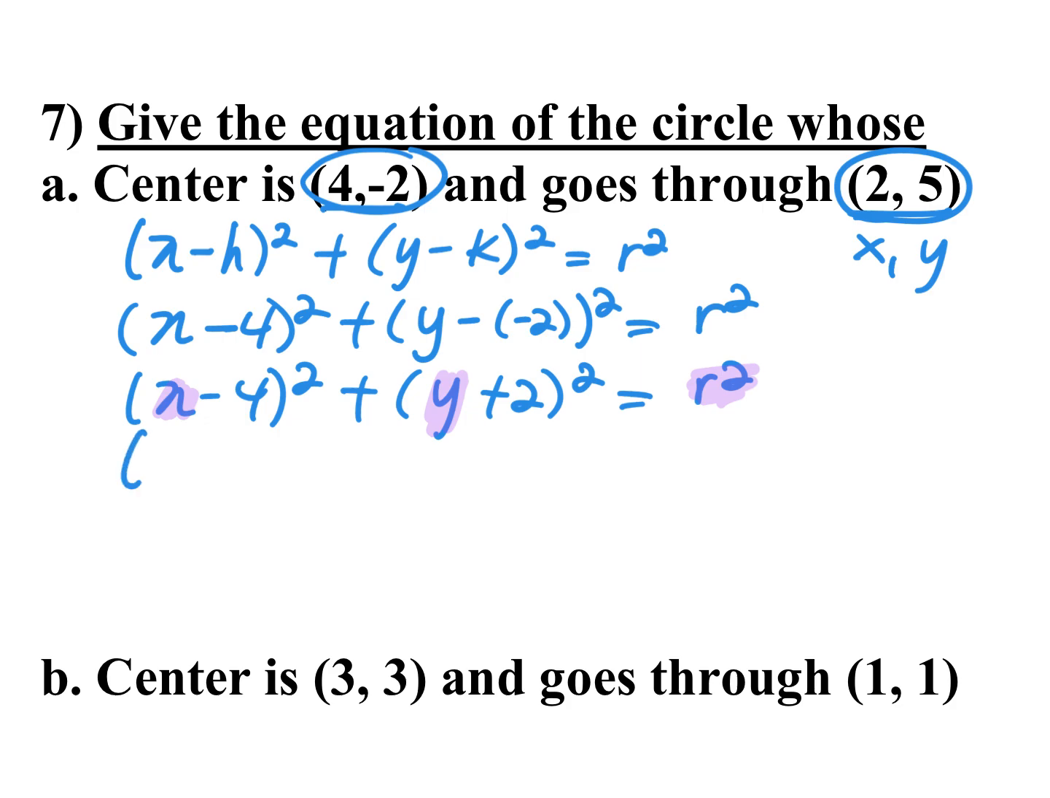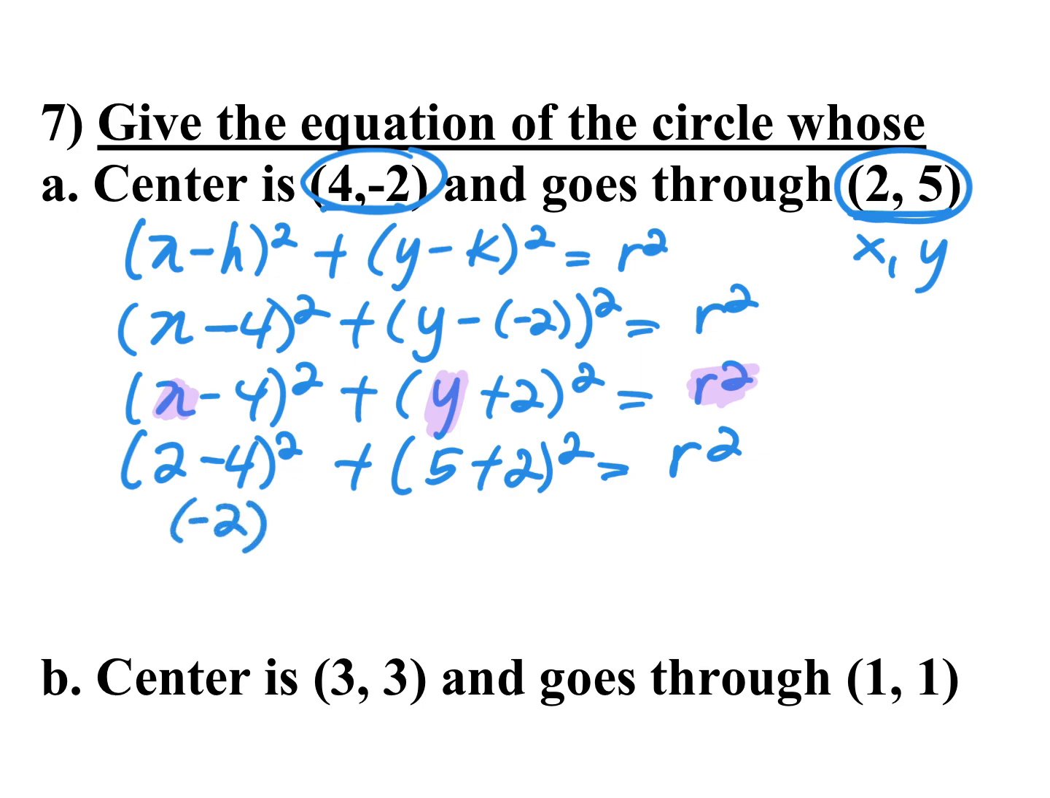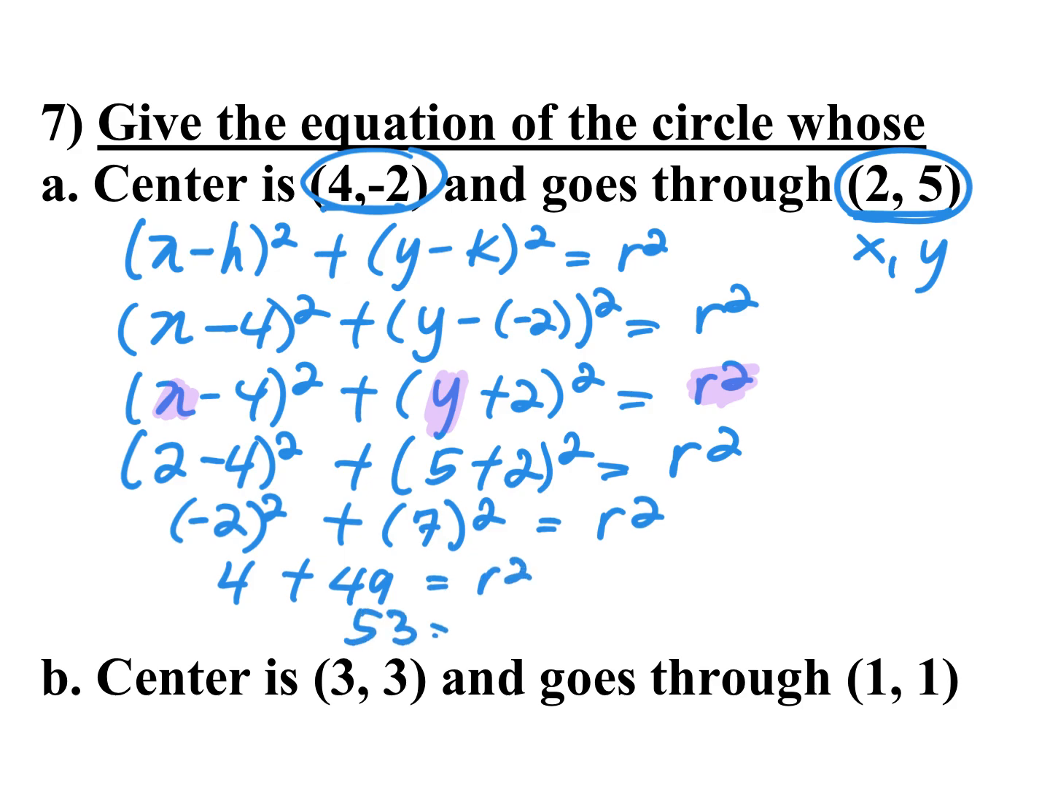So my x here is going to be 2, so 2 minus 4 squared. My y is going to be 5, so 5 plus 2 squared is equal to my r squared. So 2 minus 4 is going to give you negative 2 squared. 5 plus 2 is going to give you 7 squared, and then r squared. So simplify them, that's going to give you 4. This is going to give you 49. Simplify them again. 49 plus 4 is going to give you 53, which is equal to r squared. So this is now your r squared.